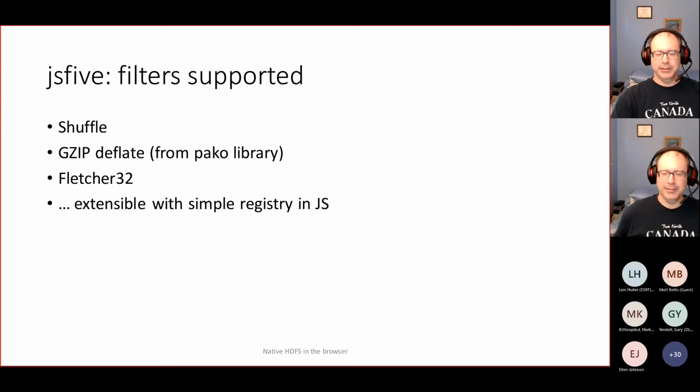And then it supports all the built-in filters. It does shuffle and Fletcher32. These are reimplementations directly in JavaScript. And for deflate, we're borrowing from somebody else who did this. The Pako library is just something you can load. Because of the NPM infrastructure with Node or with NPM packages, you can just pull in something and then use that and build that into your final bundle.